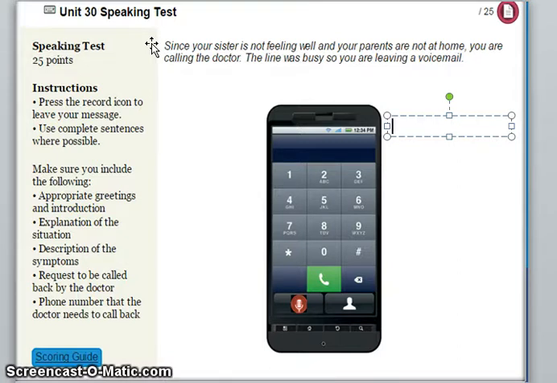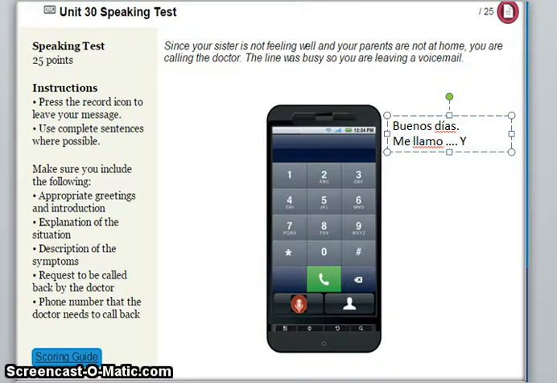Okay, so the first thing we want to do is do a greeting. So that could be hola, it could be buenos dias. So I'm going to write buenos dias. Okay, and then it says explain the situation. Okay, so what I'm going to say is usually when I call the doctor, I say what my name is. Me llamo Señora Brown, and I will just put dot there. You can say your name.